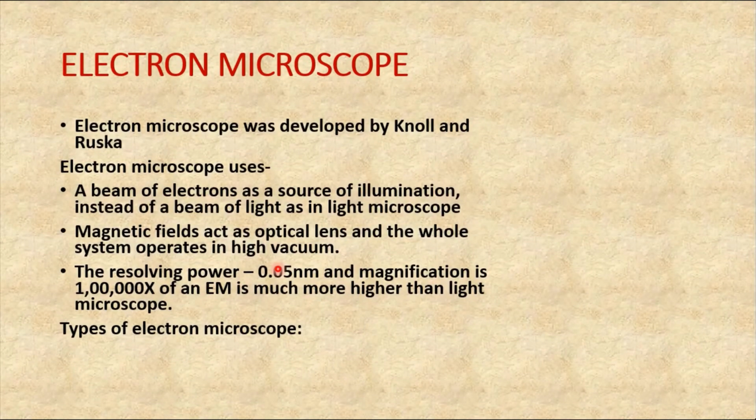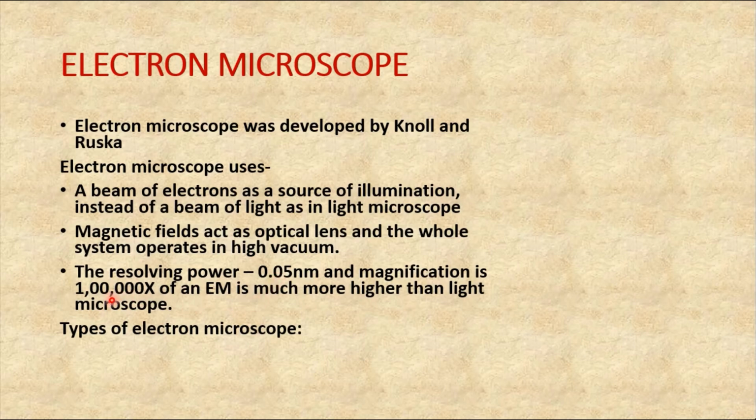Then coming to the electron microscope, this electron microscope was developed by Knoll and Ruska. And these electron microscopes, instead of light, use a beam of electrons as a source of illumination. And instead of the lens, we have the magnetic field. So that's the difference between the light microscope and the electron microscope. The resolving power is very high when compared to the light microscope, and that's the reason why we are able to see the viruses under this one and the internal structures of cells.